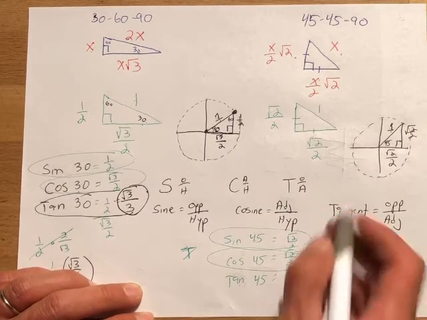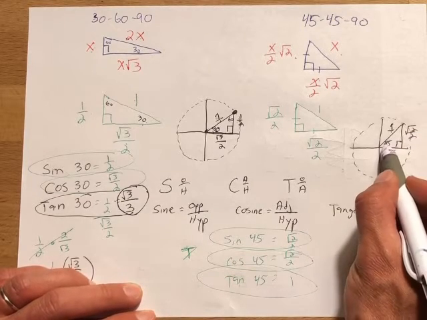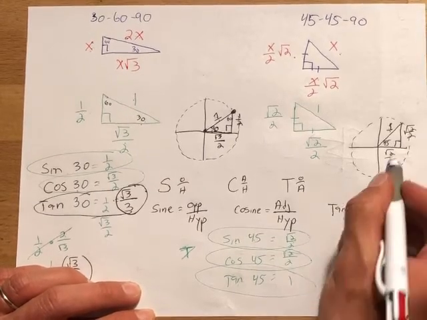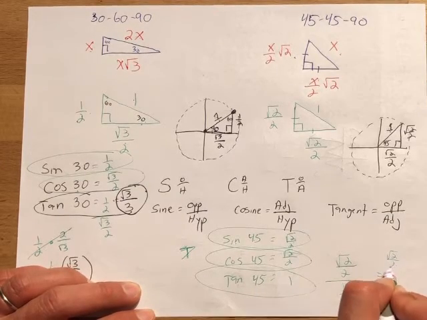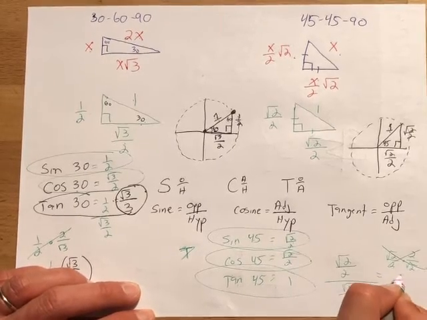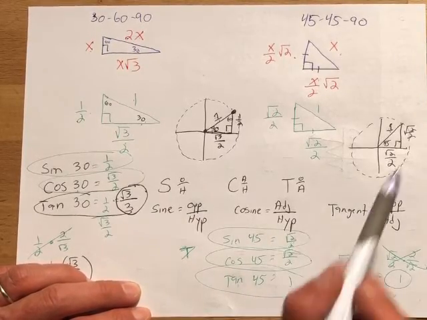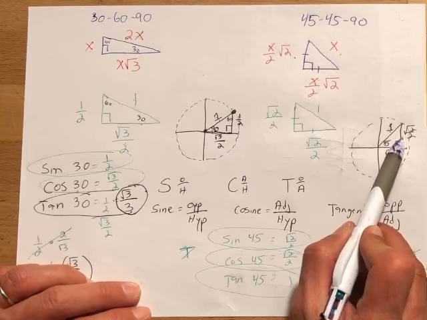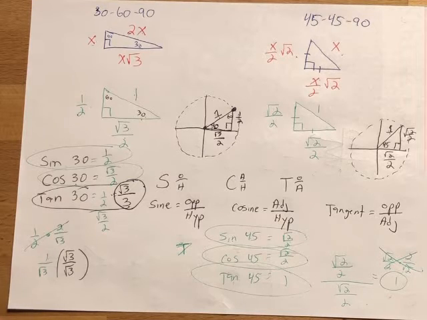Now, tangent of 45 degrees is always equal to 1, always. The reason why is because tangent of 45 is opposite, root 2 over 2, divided by adjacent, root 2 over 2, giving you, simplified, root 2 over 2 times the reciprocal, 2 over root 2. This and this cancel out to give you 1. That's why when you press tangent of 45 in your calculator, it spits you out 1, because in a right triangle, the ratio of opposite to adjacent at 45 degrees is always equal to 1.